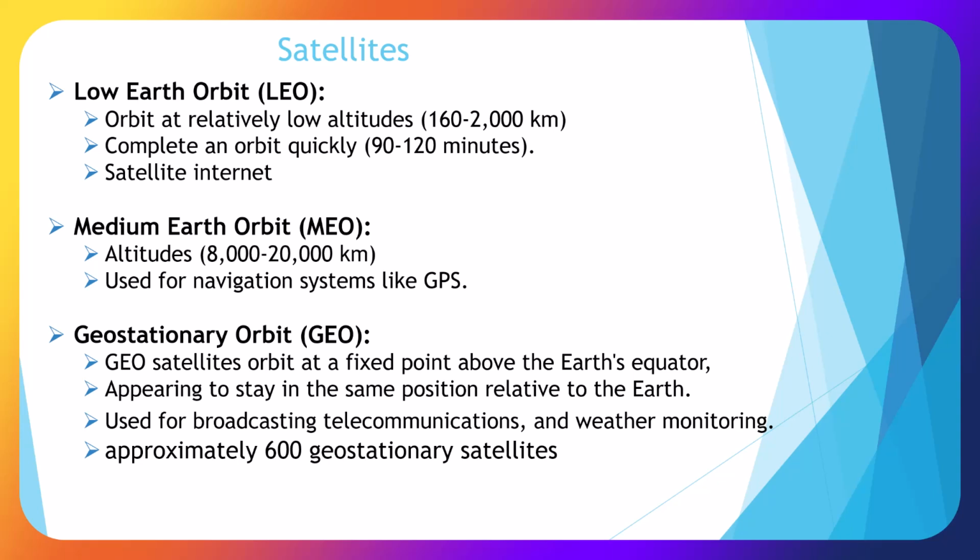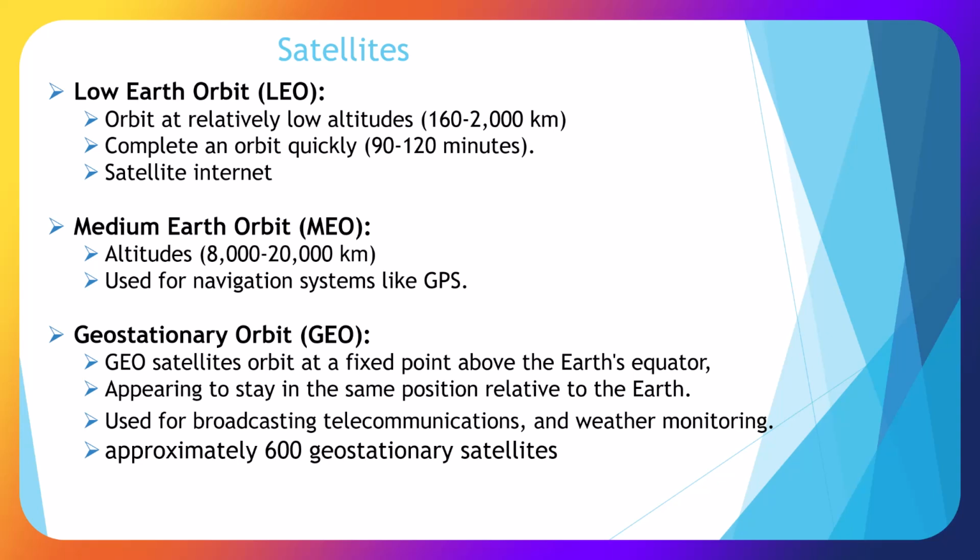Here are some breakouts of satellites. Low Earth orbit has orbits at relatively low altitudes, 160 to 2,000 kilometers. It completes an orbit quickly, about 90 to 120 minutes, and it's used for satellite internet. Medium Earth orbits, MEOs, are at altitudes of 8,000 to 20,000 kilometers. It's used for navigation in systems like GPS.